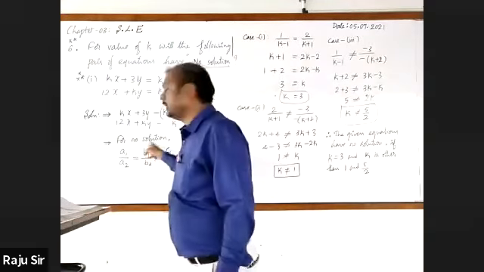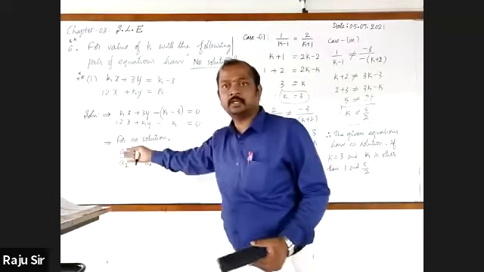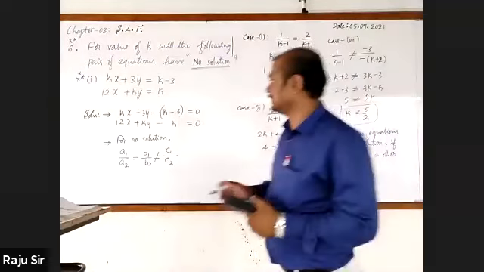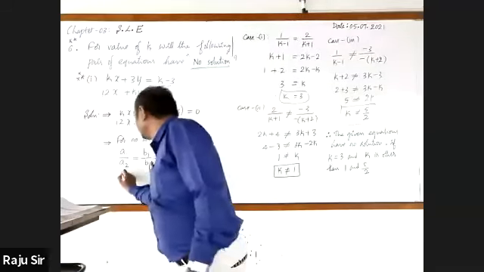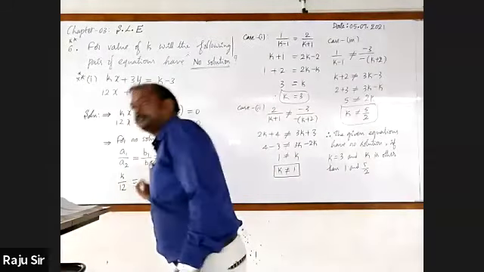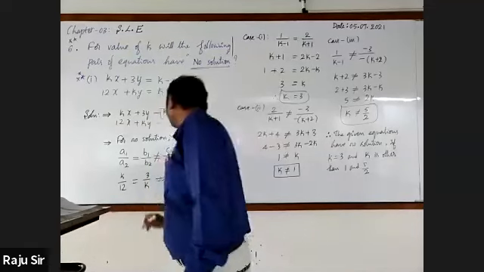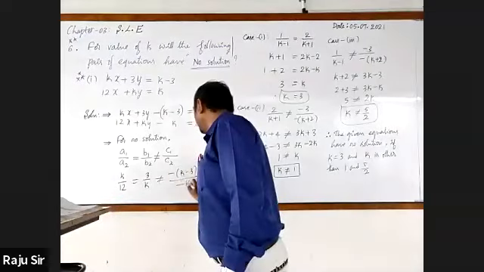Now, write for no solution. For no solution, write the condition. It is A1 by A2 is equal to B1 by B2, not equal to C1 by C2. Now, let me substitute. A1 by A2 is k by 12, which is equal to B1 by B2, 3 by k, not equal to C1 by C2, minus of k minus 3 by minus k.